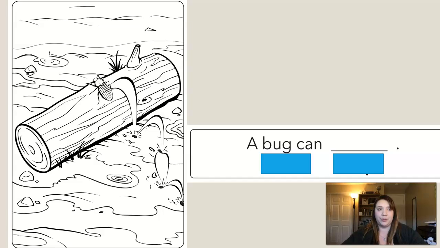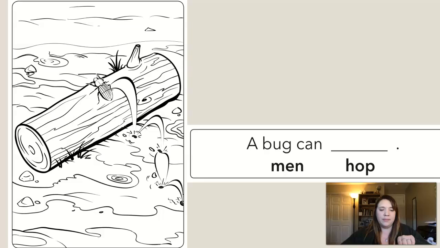Now, step 2. We want to make sure that we read the sentence with every single answer. So let's see what the first one is. A bug can mend. Doesn't really make sense to me. Doesn't really have anything to do with the picture. So right now, I'm putting that one as a probably not. But we don't know until we've read the second one. A bug can hop. Wow, a bug can hop. Well, that makes sense, and it's fitting the picture. So I can eliminate mend, and it looks like we're left with hop, and hop makes sense.